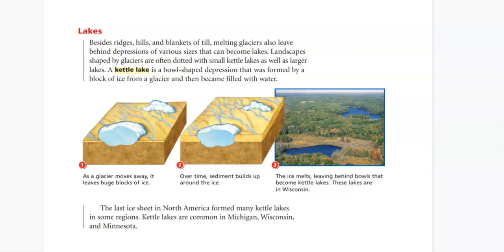1. As a glacier moves away, it leaves huge blocks of ice. 2. Over time, sediment builds up around the ice. 3. The ice melts, leaving behind bowls that become kettle lakes. These lakes are in Wisconsin. The last ice sheet in North America formed many kettle lakes in some regions. Kettle lakes are common in Michigan, Wisconsin, and Minnesota.